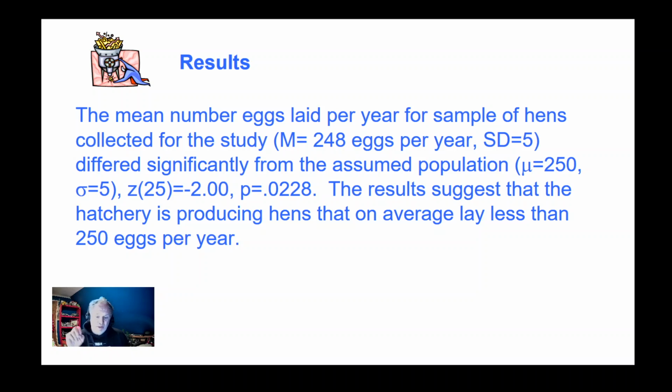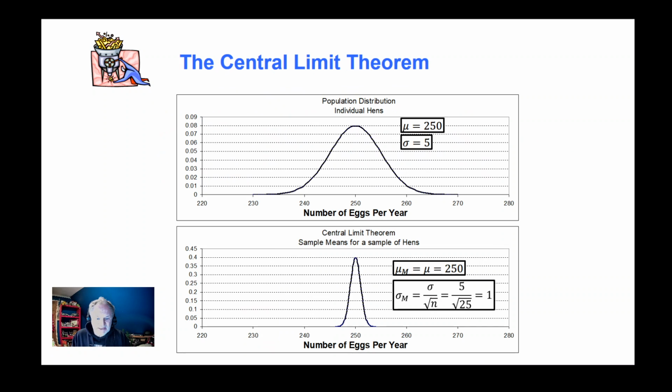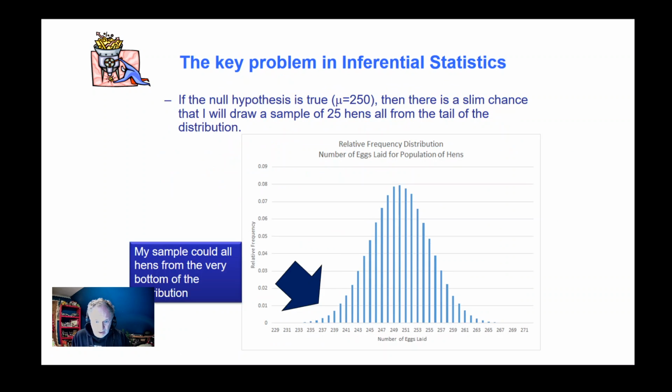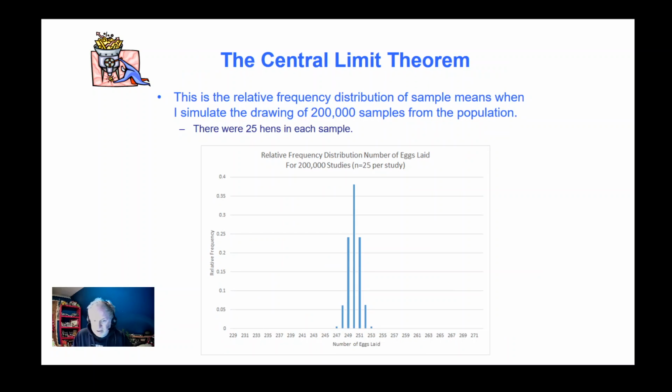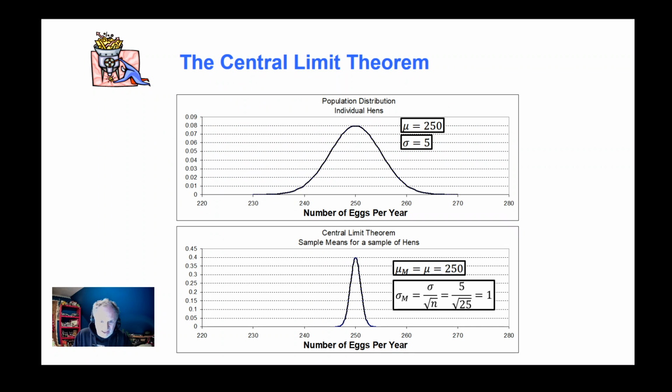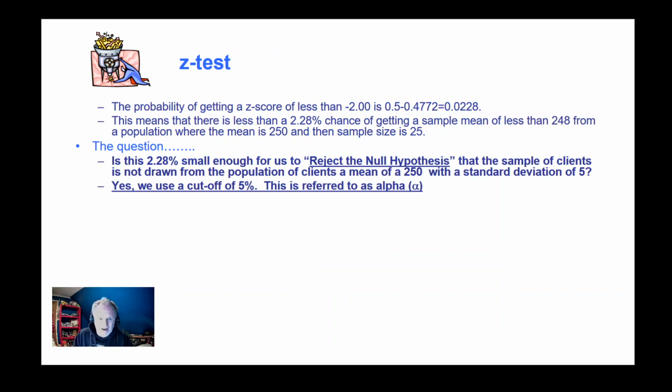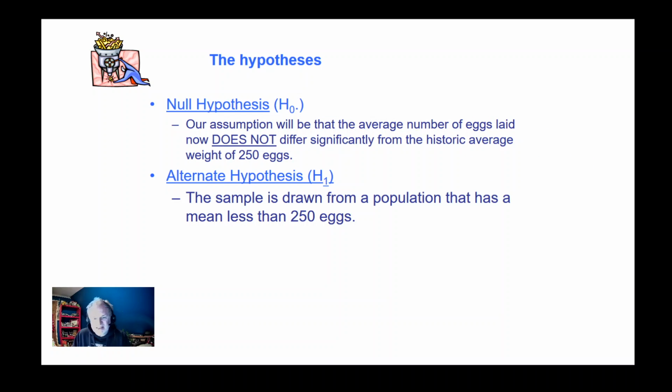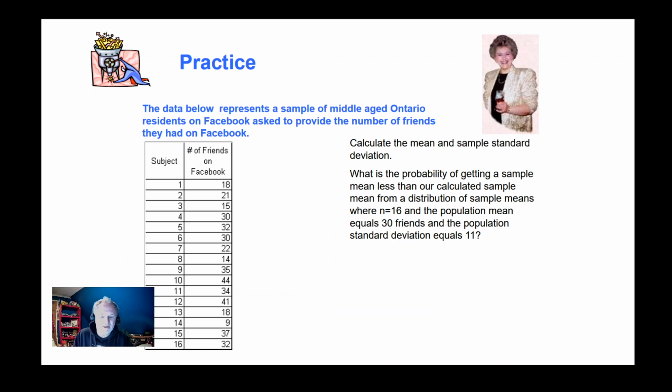Now that 0.0228 is referred to as a type 1 error. There is a chance that I could have got that sample if I just drew a lot of hens from the bottom end of that curve. It's highly unlikely, and it's below my threshold of 5%. So the unlikelihood of that is what drives me to reject the null hypothesis and take that risk of committing a type 1 error.